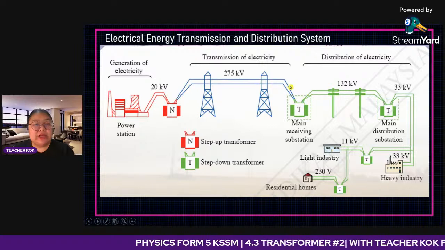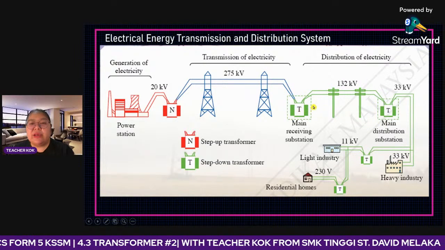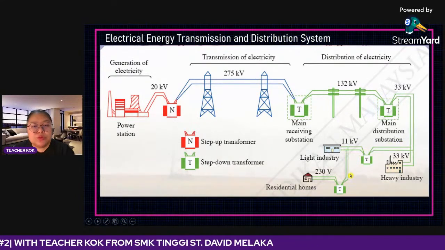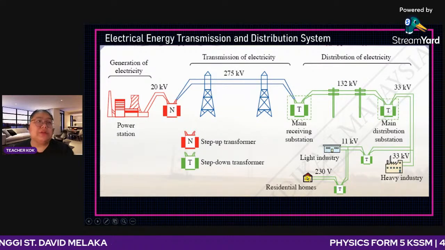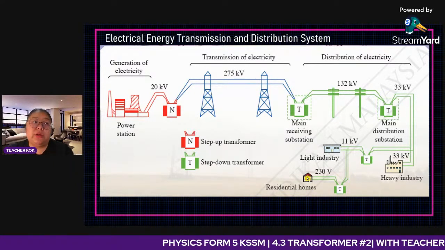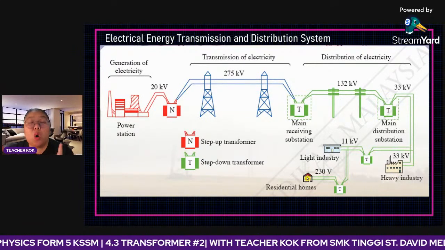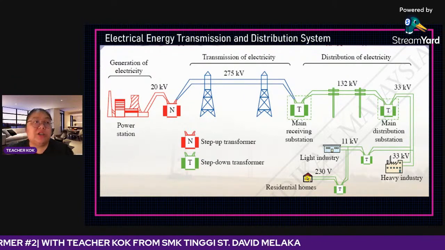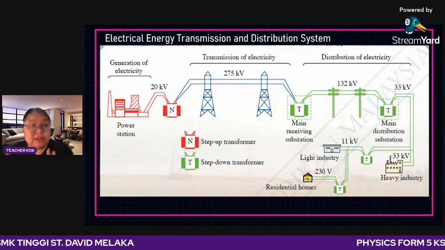From the substation, all will start to step down. They go to the heavy industry, lighter industry, then go to the school, the office, until your house. So they will keep stepping down until the last one, until it goes to the consumer. So remember, for the whole system, only at the power station, when they want to send through the transmission cable, they are using step up. Then after that, the rest are using step down.